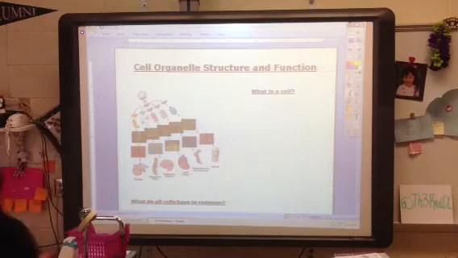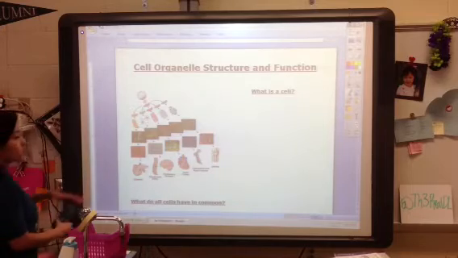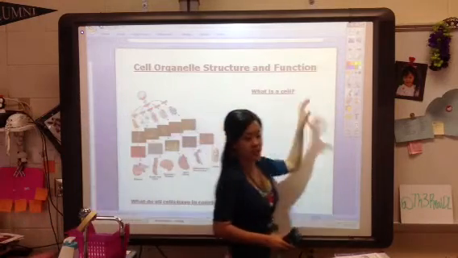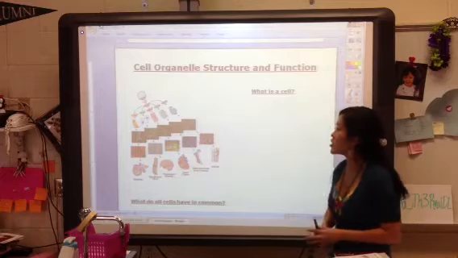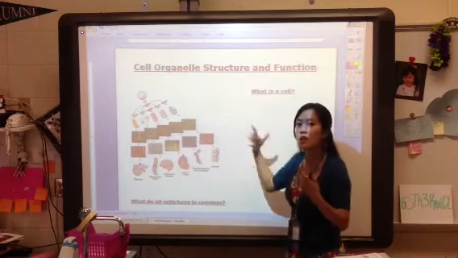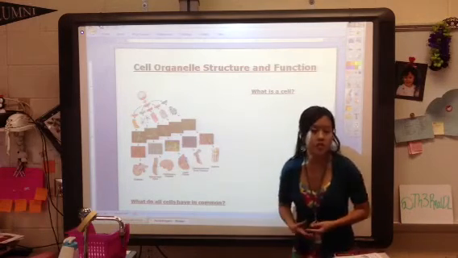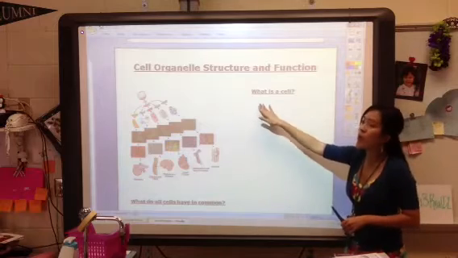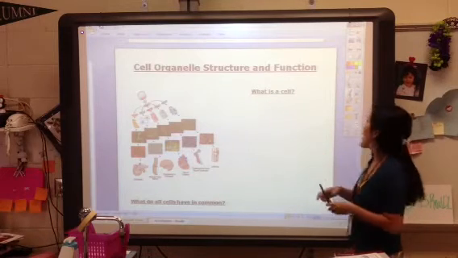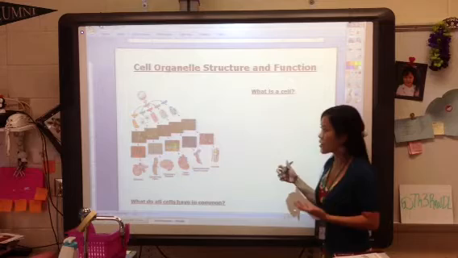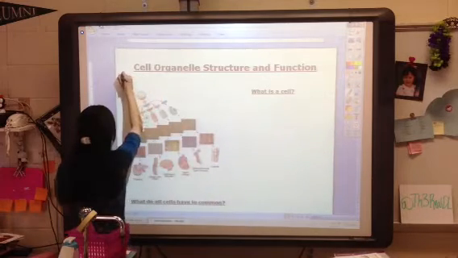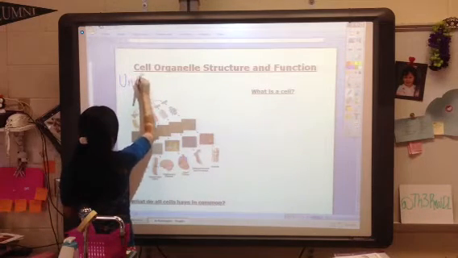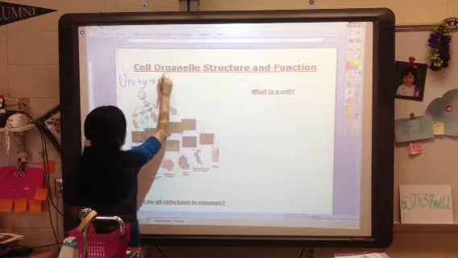So today we're talking about cell organelle structure and function. We're mainly going to be paying attention to the structure of cell organelles today. So to start us off, we want to think about what is a cell. And to guide our thinking, I want you to keep in mind these two ideas, unity and diversity.